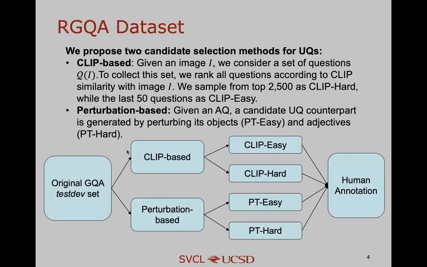In response to these challenges, we propose two candidate selection methods, clip-based and perturbation-based. For each of these methods, we propose to split them into two subsets, an easy version and a hard version. For clip-based, we first rank all questions for each image according to clip similarity score, and then choose the most similar ones as hard and the most dissimilar ones as easy. For perturbation-based, we perturb the objects or attributes in the questions with semantic parsers. Finally, all those candidate questions are annotated by humans.